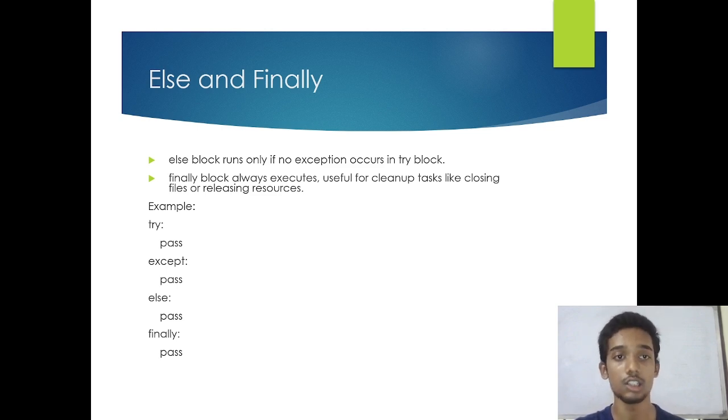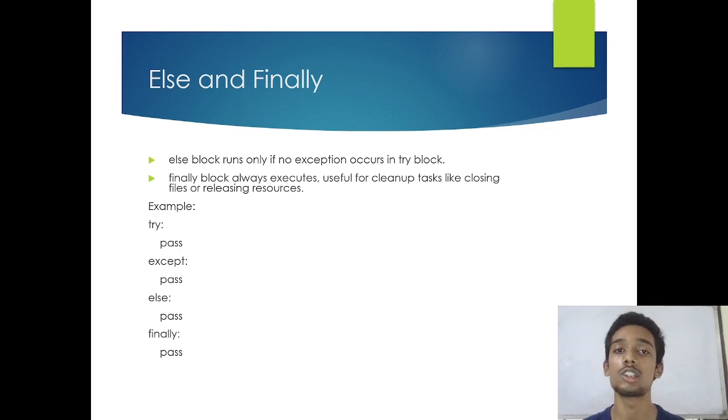If an error occurs, the except block will run, and the finally block always executes. Even if there is a runtime error, or even if there is no runtime error, the finally block will execute. It is very useful for files or releasing resources. For example, you open a file in the try block, and you have to close the file even if there is an error or there is no error. So you can put the close function in the finally block.